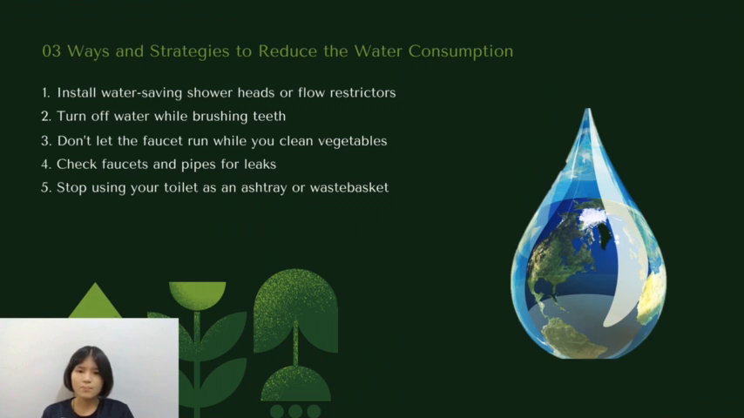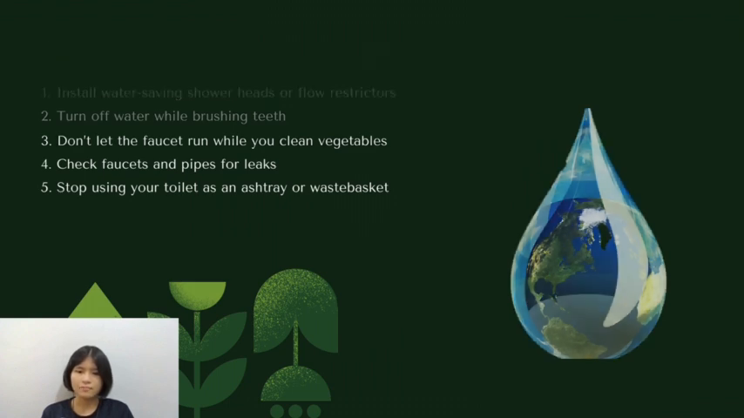Then, check faucets and pipes for leaks. And last, stop using your toilet as an ashtray or waste basket. By these steps, we can reduce the amount of water wasted and save the natural resources of our earth.